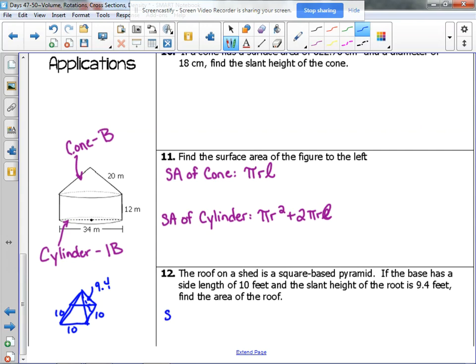So let's think, surface area of a pyramid is 1/2 times the slant height times the perimeter plus the area of the base. Do we need the area of the base if we're finding the area of the roof? Is the base of that pyramid part of the roof? No. Think about it, if you're putting shingles on it, you don't put shingles on this square part. That's like the ceiling in your house. That's not part of the roof.